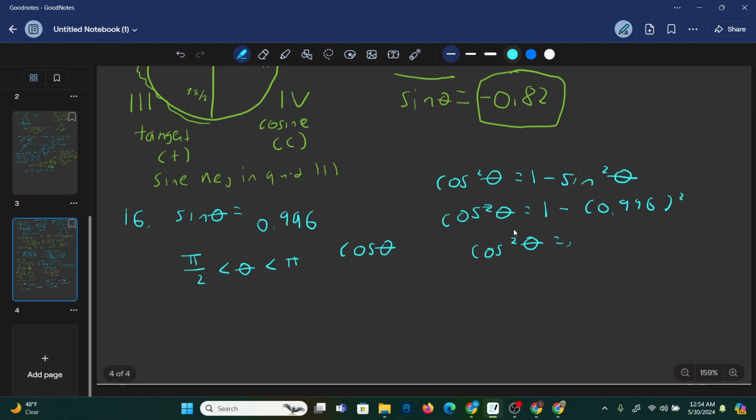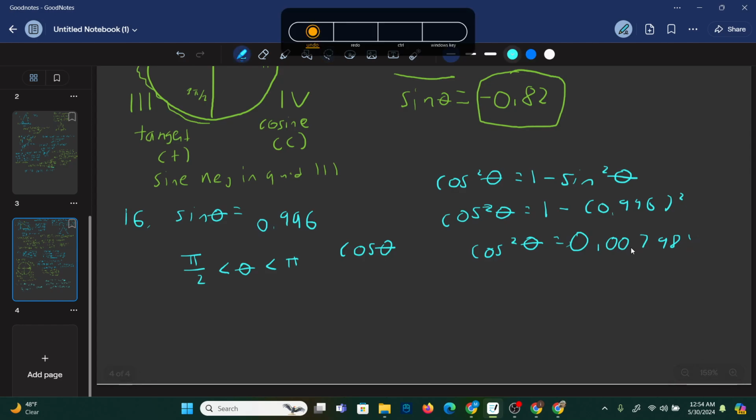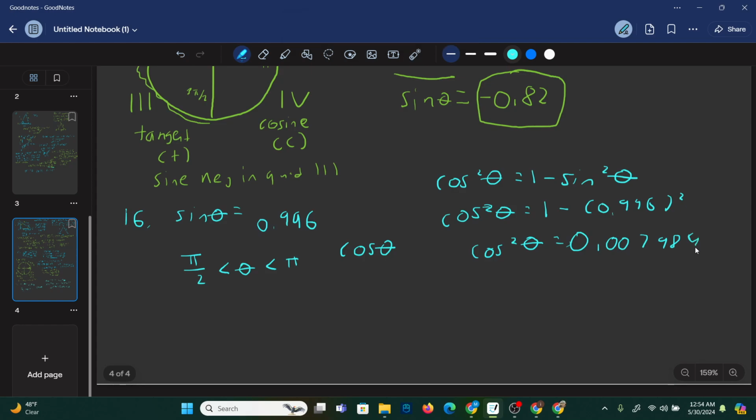And we get the value of 0.007984. I don't know why I keep doing that. And we take the square root of both sides. And we get cos theta equals 0.089.